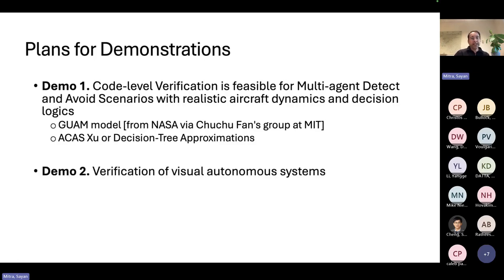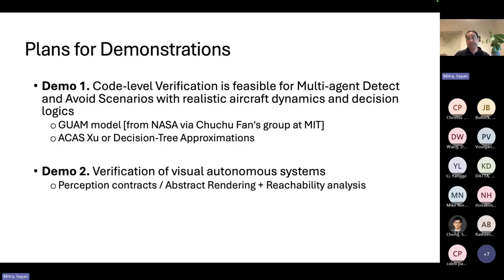Okay. So the next part of the demo that we are thinking about is verification of flight control systems that use machine learning, and in particular, machine learning for perception, like vision-based control systems, like automated landing or formation flight kind of protocols. So we'll spend a little bit of time talking about that today as well, the kind of results we are getting and how the demo might work.